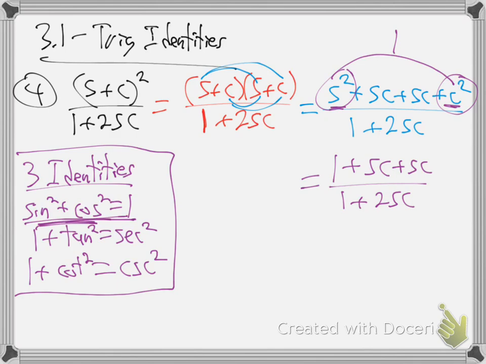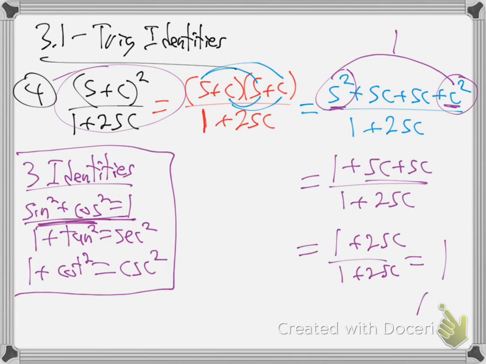Because what's SC plus SC? That's 2SC. And that's exactly what we have in the bottom. So that's a big fancy 1. That means all of this was a fancy way to say 1. And that's answer A on our multiple choice sheet. Is that okay? Feel like you could practice that and do that on the real exam?